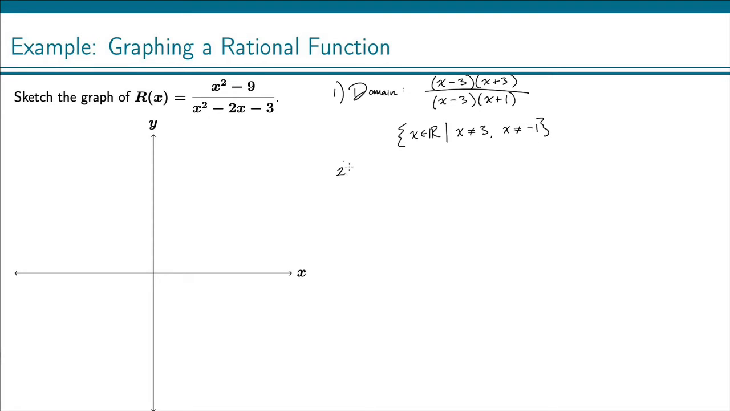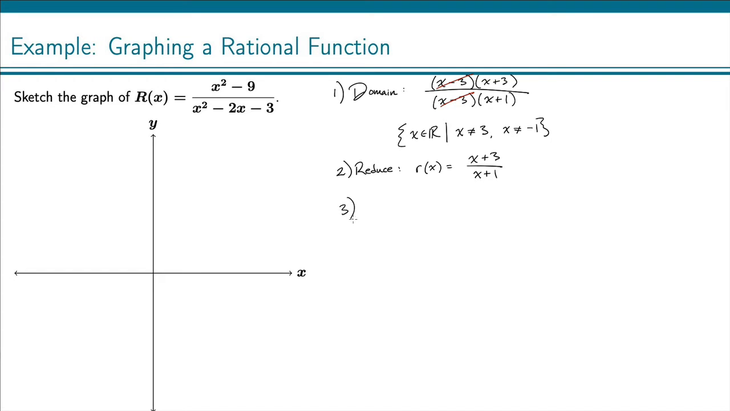The next thing we want to do for rational functions is reduce the fraction. So to reduce the fraction, we look at our factored form and we cancel any common factors, which in this case is the x minus 3. That can cancel. So our reduced form, I'll call that little r of x, we get x plus 3 over x plus 1. Now we're going to use this reduced form in a lot of different ways, so we like having that early on.